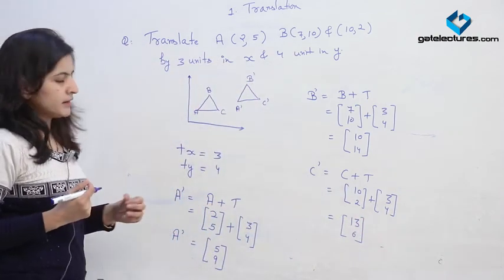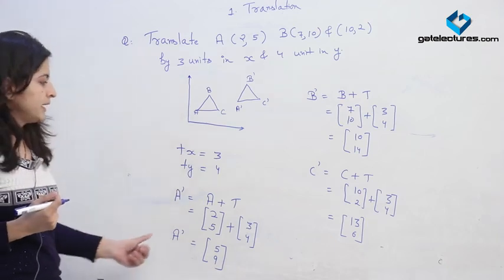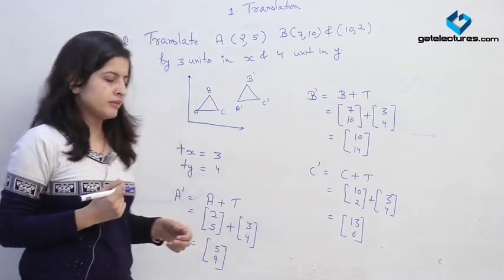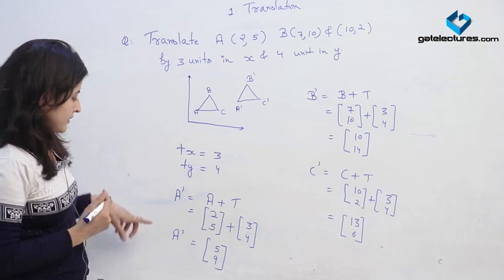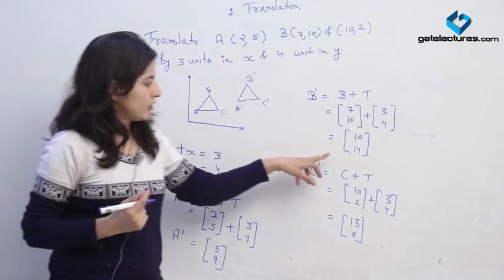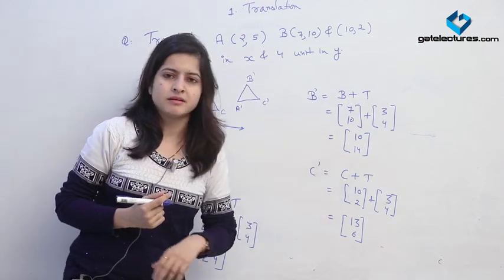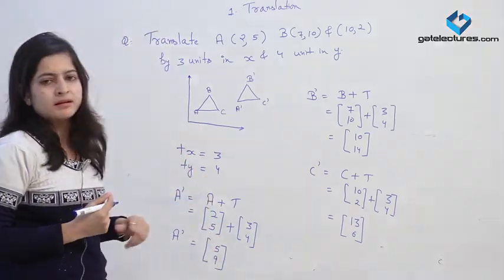So now we have got the new positions of A dash, B dash and C dash. The new triangle which will be formed has the coordinates (5,9), (10,14) and (13,6). This is the example of a translation operation.